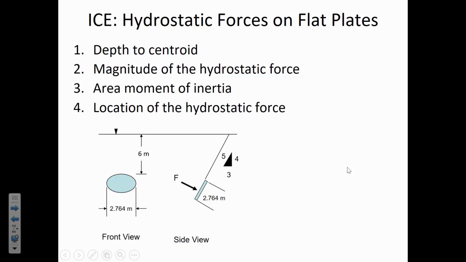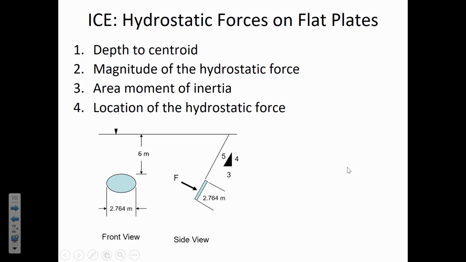Magnitude of the hydrostatic force, so F is calculated how? Pressure at the centroid times the area of the... All right, good. Pressure at the centroid is P bar times the area. And how can we find the pressure at the centroid? Hydrostatic equation. So delta H times the unit weight of whatever fluid and the cross-sectional area.